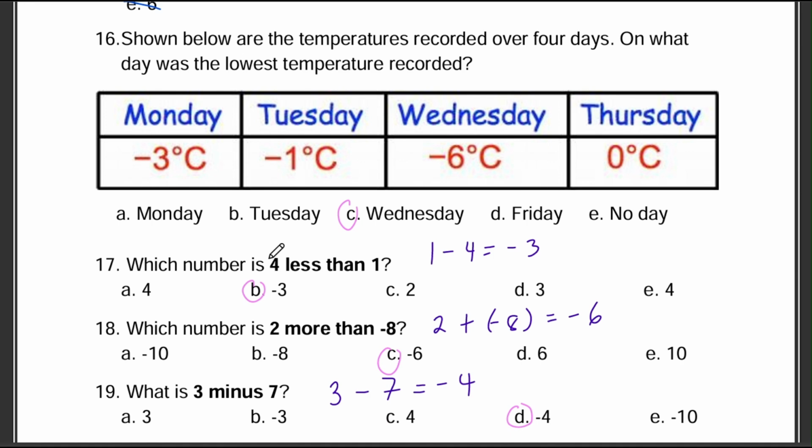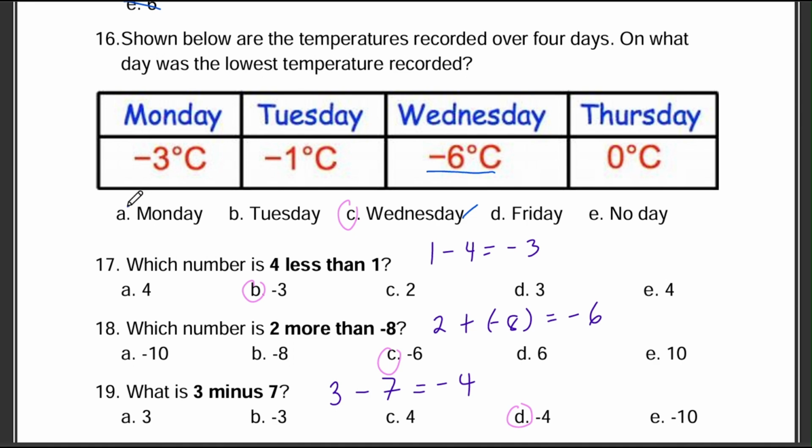Question 16. On what day was the lowest temperature recorded? A. Monday. B. Tuesday. C. Wednesday. D. Friday. E. No day. The correct answer is C, which is Wednesday. The lowest temperature was -6 degrees Celsius on Wednesday. Remember, with negative numbers, the further away from 0, the lower the temperature.